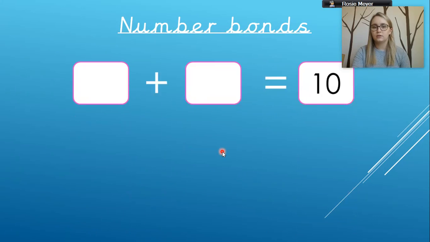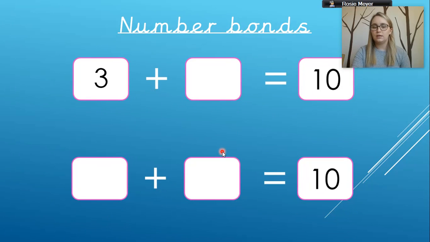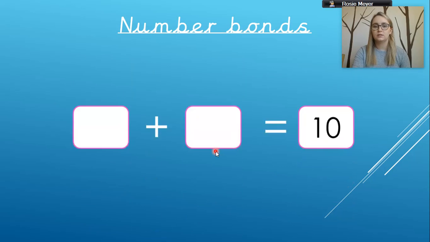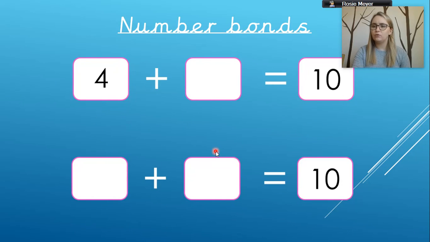Well done. So we've got 3 and 7. So 3 add 7 equals 10, which means when we flip it over, it's 7 add 3 equals 10. This time we've got 4. What goes with 4 to make 10? You can remember what goes with 4 to make 10. It's 6. So that means if we had 6, it would be 6 add 4 equals 10.